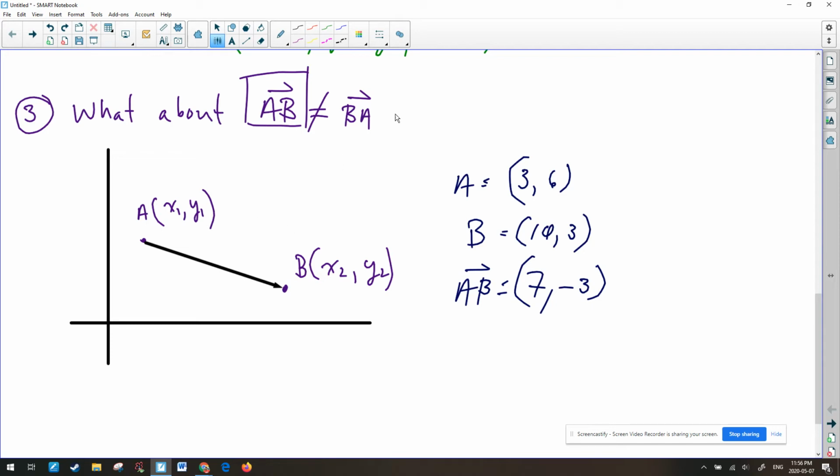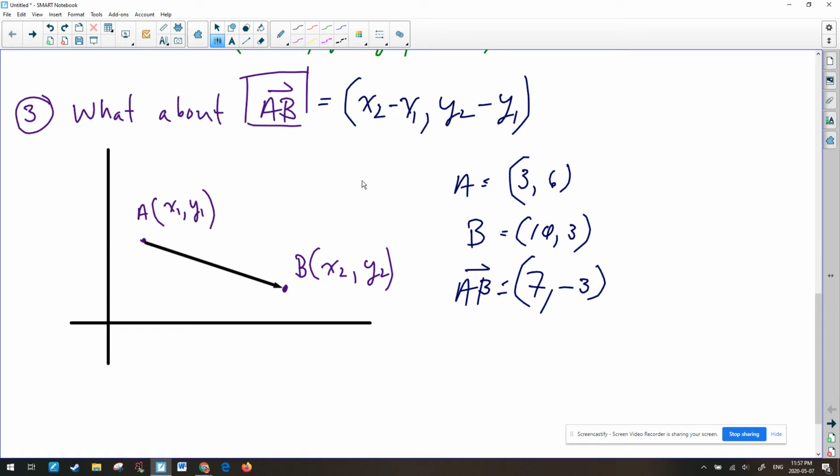So AB, I'm going to get rid of that chunk there because I don't need it anymore, is going to be equal to x2 minus x1, comma, y2 minus y1. Okay. Obvious right here, easy to forget here. You're like, oh, is it x1 minus x2? Really, really easy to forget.